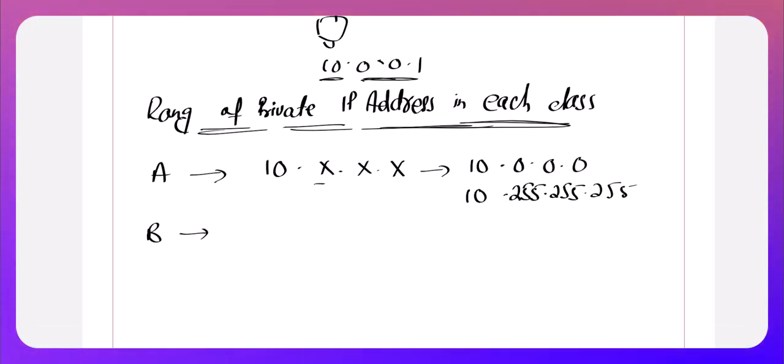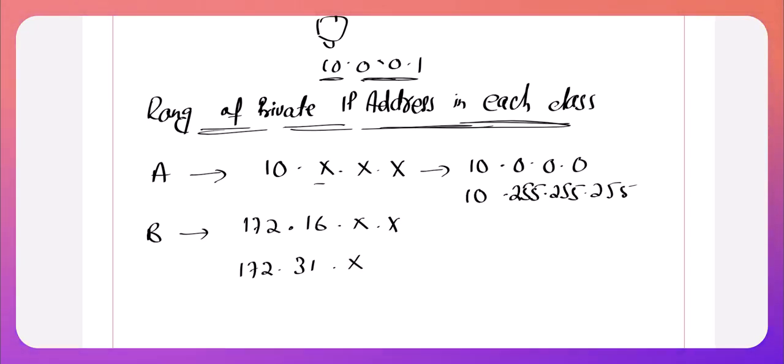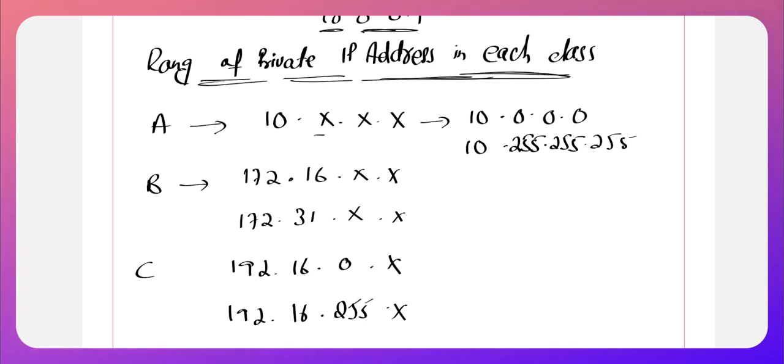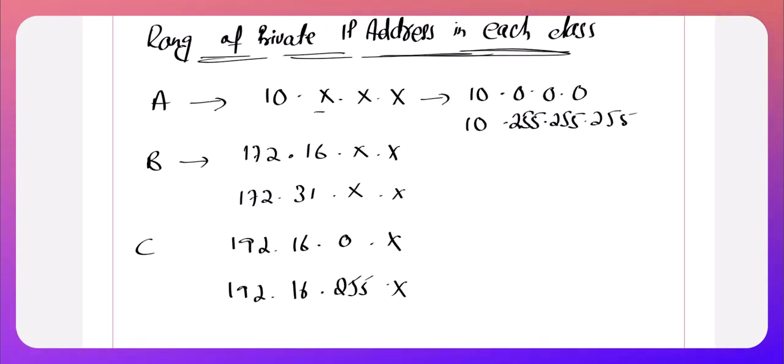Class B: 172.16.x.x to 172.31.x.x. In class C: 192.168.0.x to 192.168.255.x. Okay, keep in your mind, x is the host part.